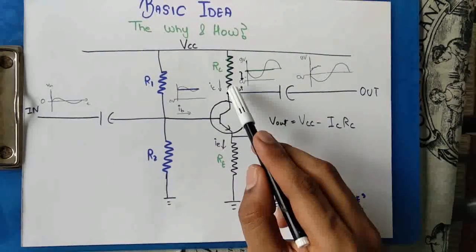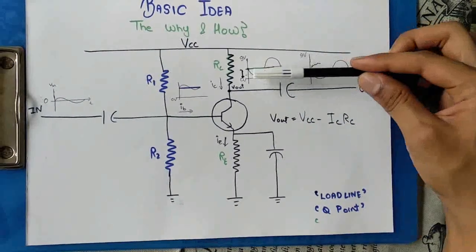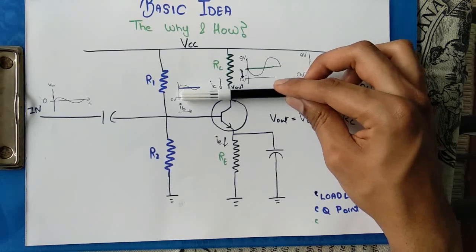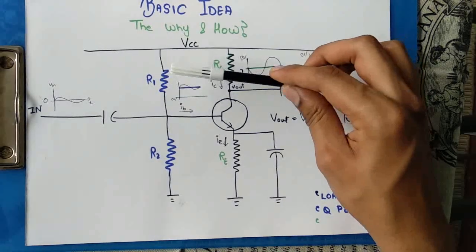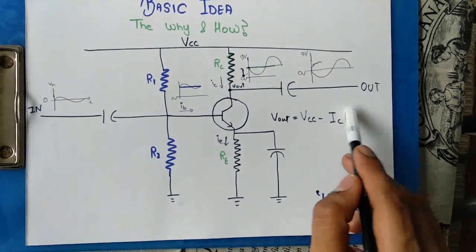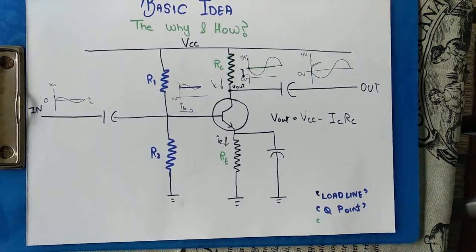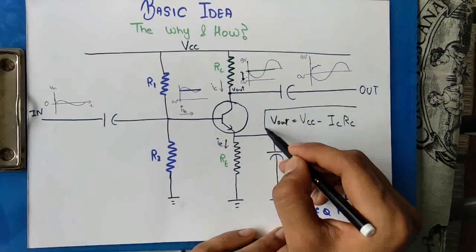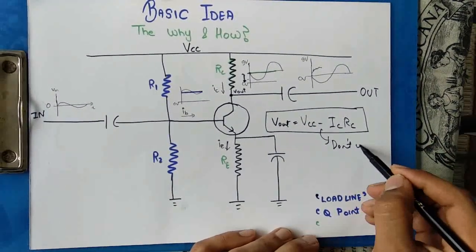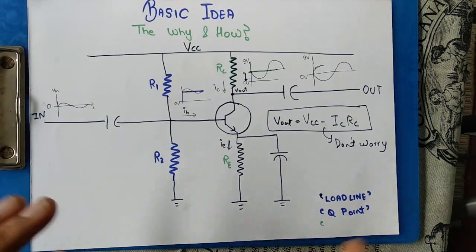The output at the collector is also shifted up by a certain DC level. And this DC level is not the same as the DC level that we shifted at the base because of R1 and R2. This is decided by this equation, which is Vout equals VCC minus ICRC. And you don't need to worry about this for now because we'll be looking at this in detail in a moment.